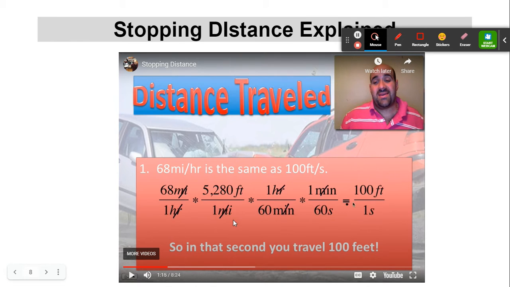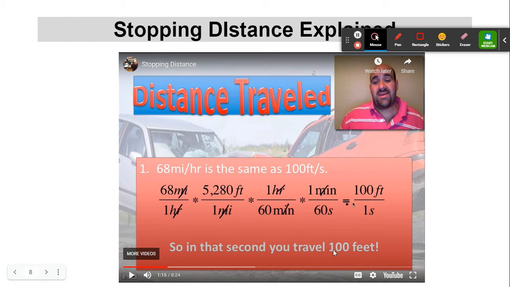So if you're traveling at 68 miles per hour, how many seconds is this going to be? Something like 5.2 seconds, 5.3 seconds it takes to actually stop your vehicle. Let's find out exactly what he means by that.